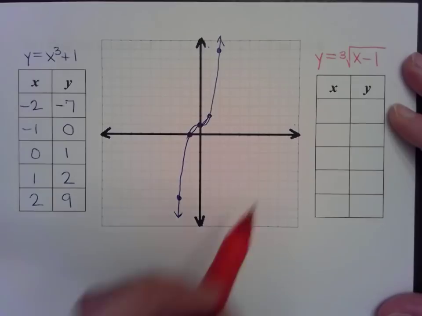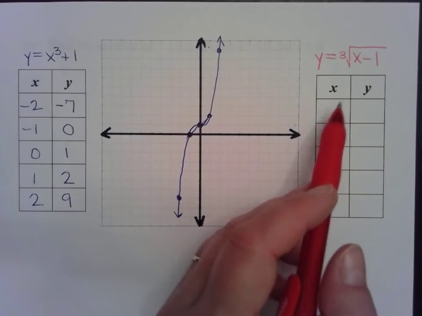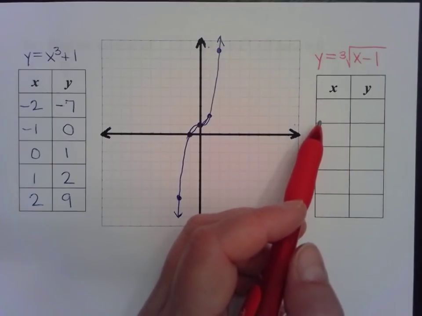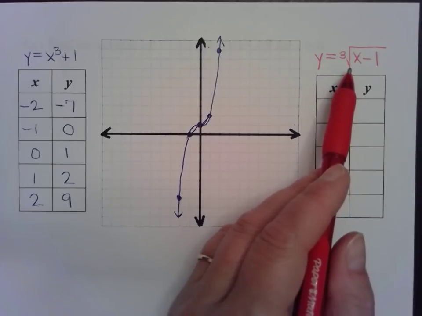Okay, to graph a cube root, we would like to use numbers so that when I subtract 1, I get a perfect cube. Now, it's not absolutely necessary. We can pick numbers that we like, right? And the calculator can do the cube root, but if you'd like to get nice round numbers, that would be a good tactic.